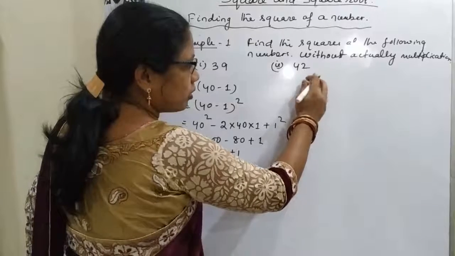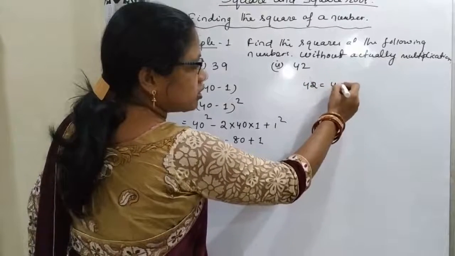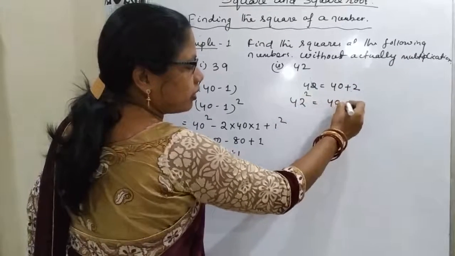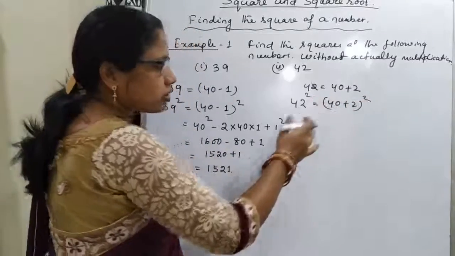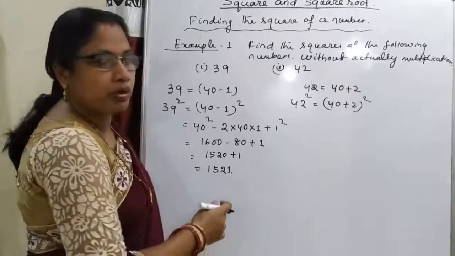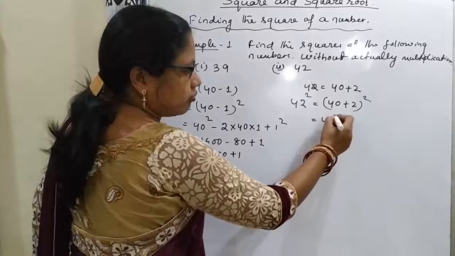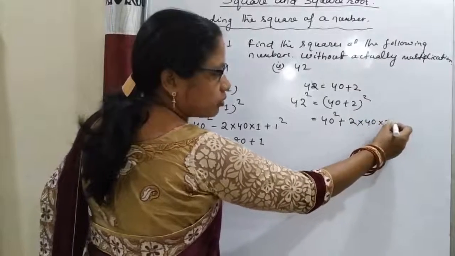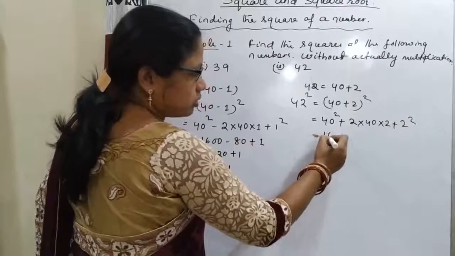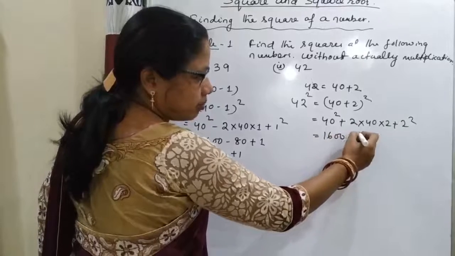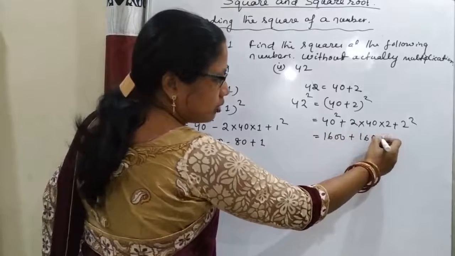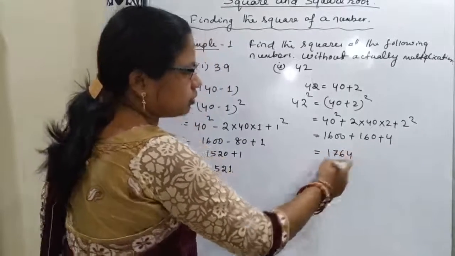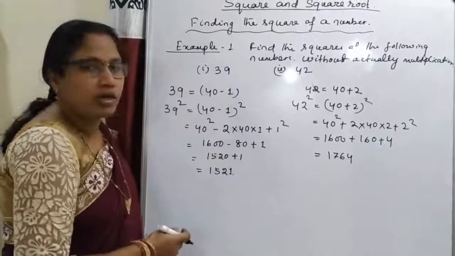So let us find the square of 42. 42 can be written as 40 plus 2. So 42 square is equal to 40 plus 2 whole square. Here we will use the identity a plus b whole square. So this is equal to 40 square plus 2 multiplied with 40 multiplied with 2 plus 2 square. This is 1600 plus 160 plus 4, which is equal to 1764. So these are the squares of 39 and 42.